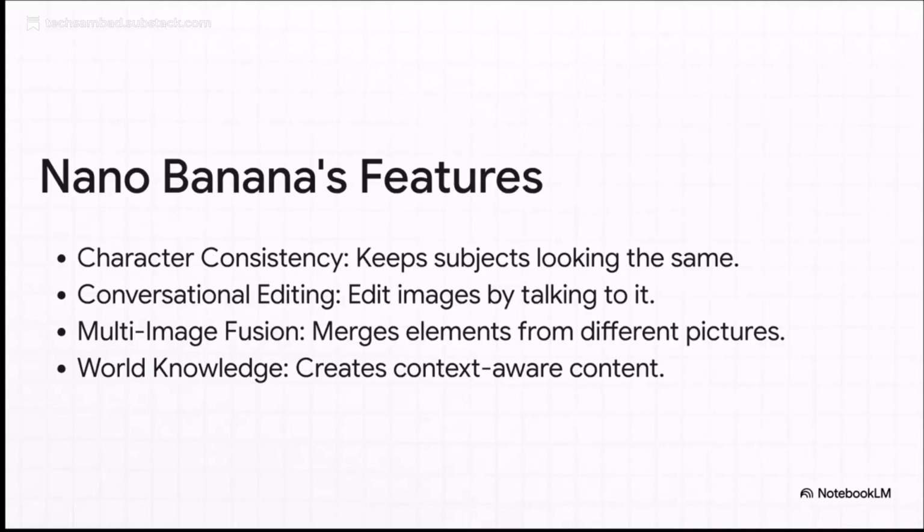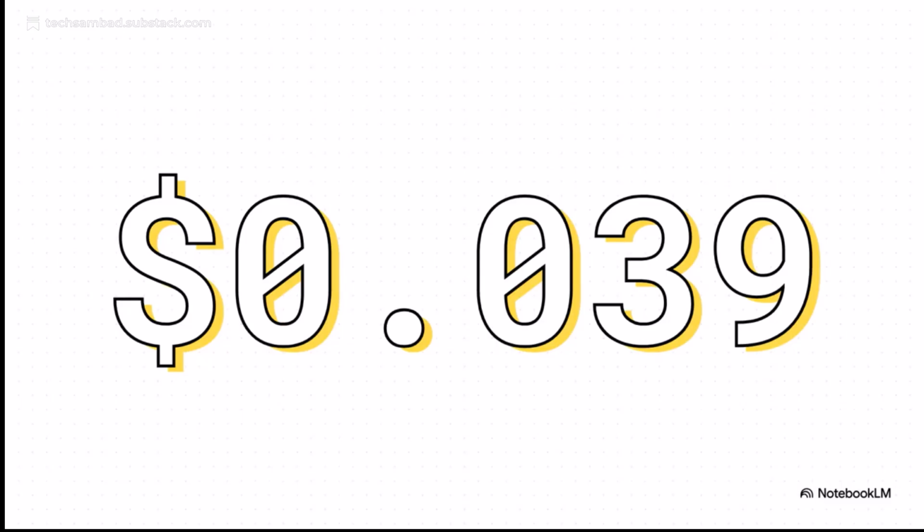So what made it so special? It wasn't just one thing. It was how it all worked together. You could finally create a character and have them look the same across a dozen different images, a huge pain point for AI before this. You could edit a super complex photo just by talking to it. You could tell it to merge two different pictures, and it could even pull in real-world knowledge to make sure everything looked right. It was a game changer. But this is the number that changes everything. Just under 4 cents. That's what it costs to make one of these professional-grade images. 4 cents.